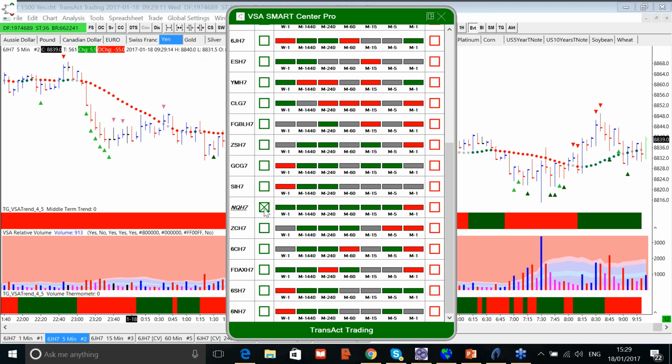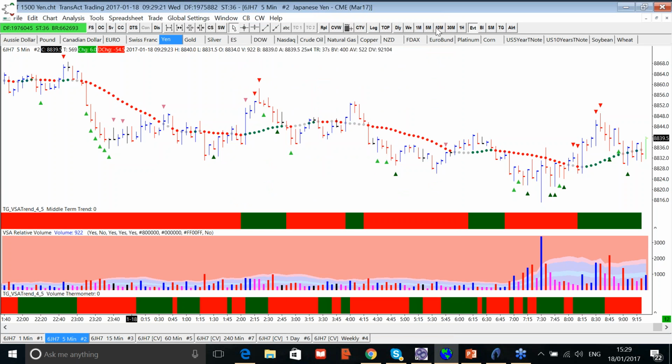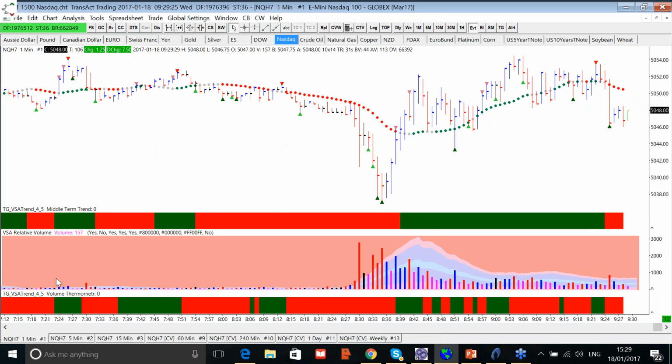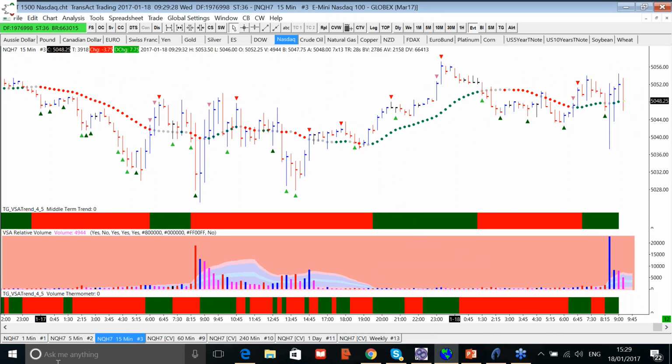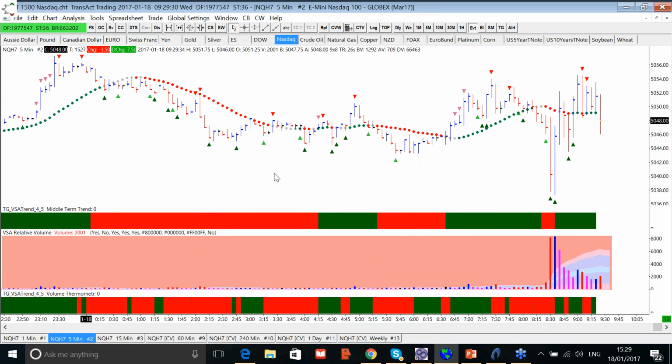Now it's searching. Okay, now it's active. It's actively searching for long positions because it's looking for trades within the trend. If I close this Smart Center Pro down here, it's not closed. It's working in the background. So if I go to the NASDAQ here, and we'll put up a 15-minute chart, in fact, even a 5-minute chart, I can see why it's looking for long trades.